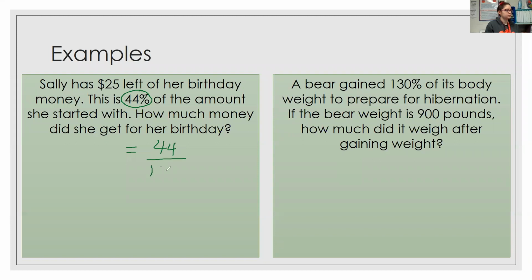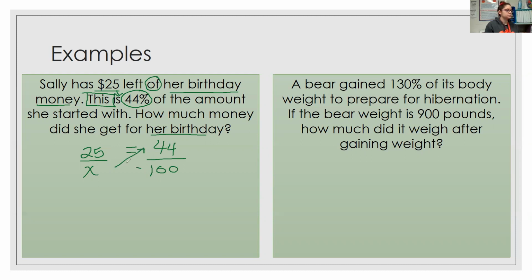44 over 100. Now we just need to figure out, is this my part or my whole? So Sally has $25 left of her birthday money. Okay, this keyword of goes with the birthday money. And then later we read, how much money did she get for her birthday? Okay, so 25 is my part. That's part of what she got for her birthday. We're looking for the whole amount. We can also see that this $25, this keyword here, this is. So using is over of, we can see 25 is, and that shows us it's in the correct spot.